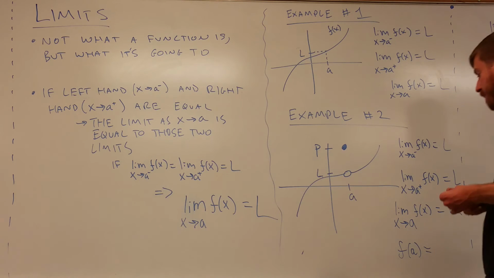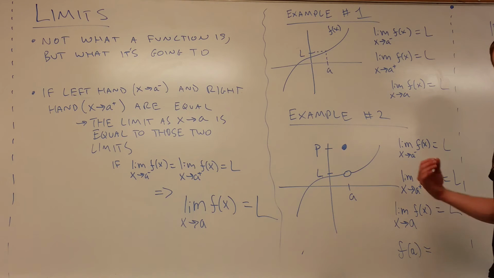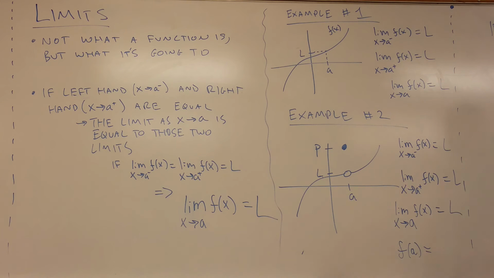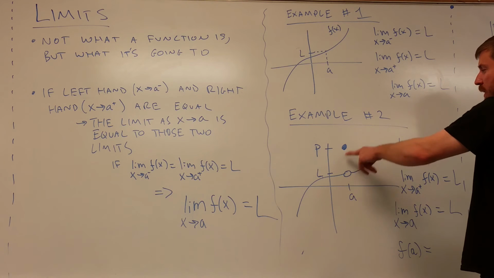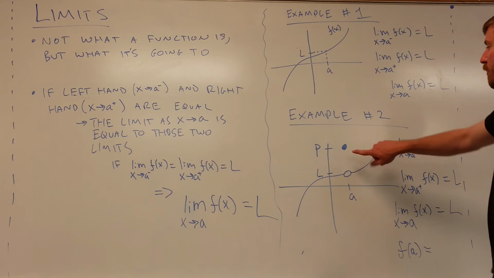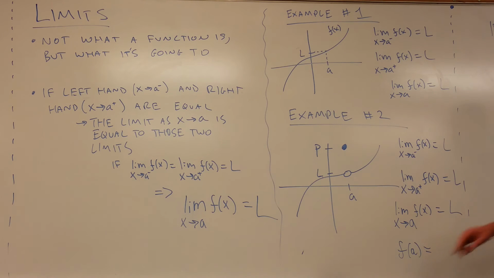Now, here's the trick. If I asked you, what would f of a be if we plugged in the value x equals a into the function, what would we get? Well, we see an open circle right here and a closed circle. Remember what open and closed circles mean. A closed circle means that's what the function actually is at that point, x equals a. So if we wanted to fill out f of a, that would be equal to p.